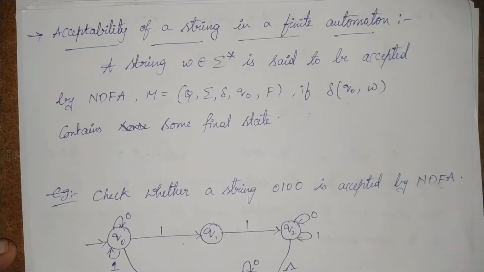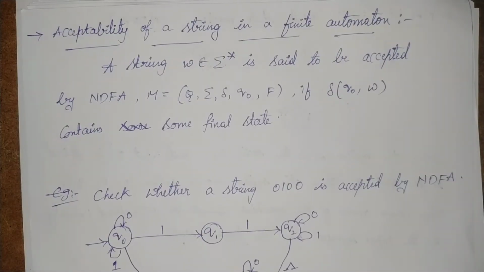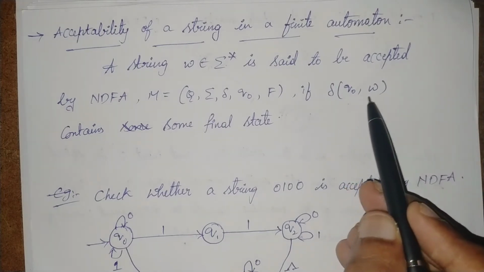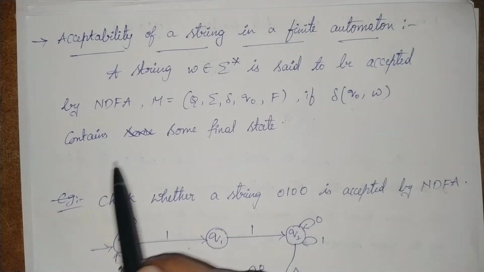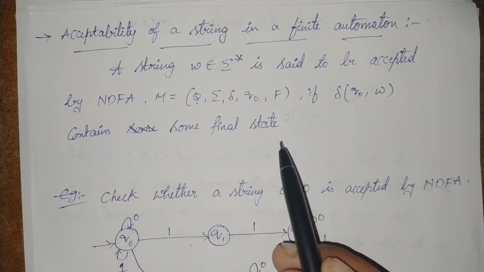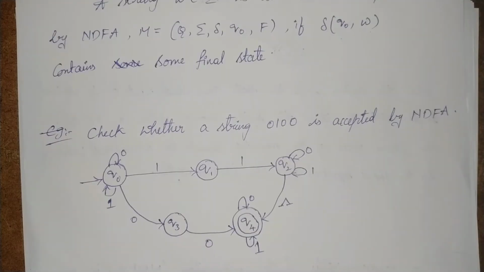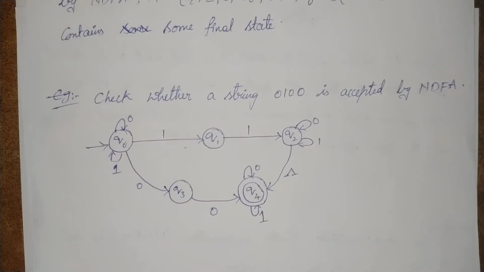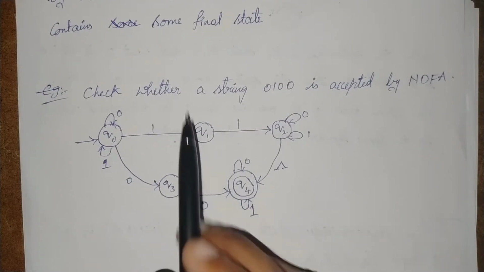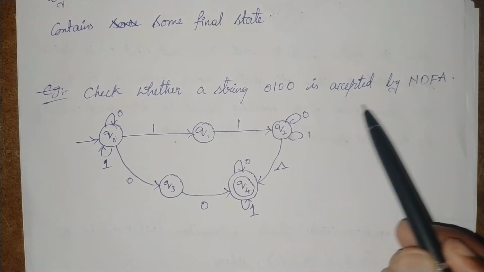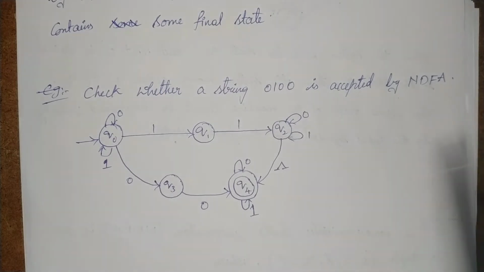And next, acceptability of a string in a finite automaton. It can be written as delta of Q0, W which contains some final state. So this is known as acceptability of a string in a finite automaton. So, example, check whether a string 0100 is accepted by NDFA.